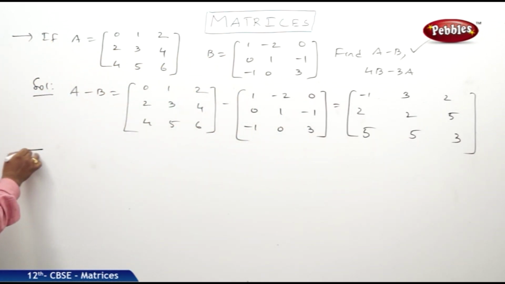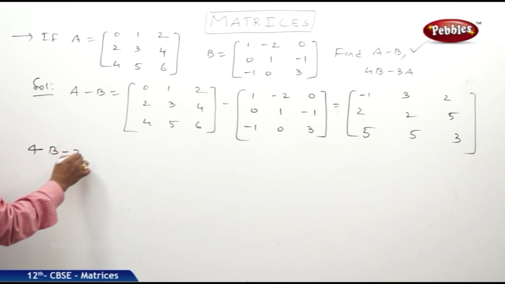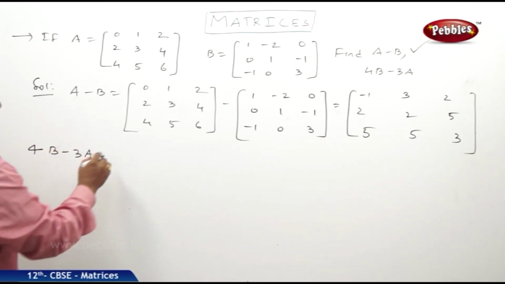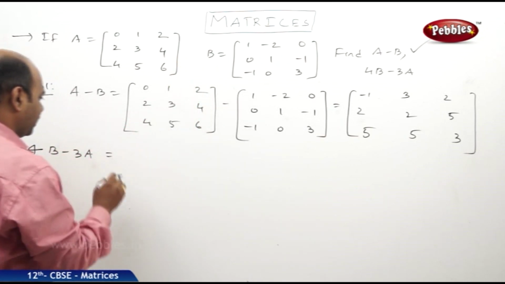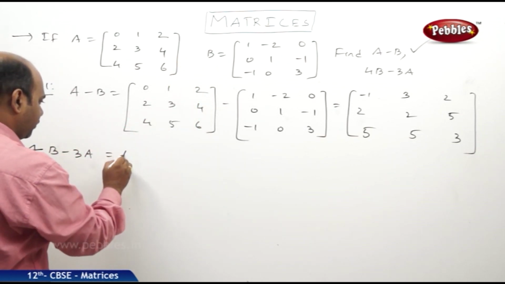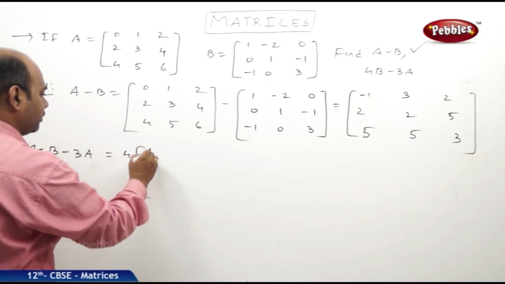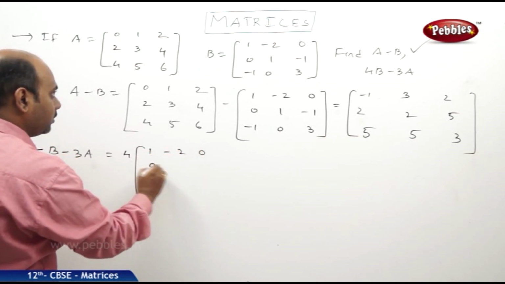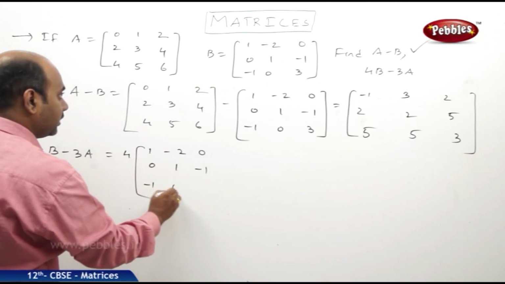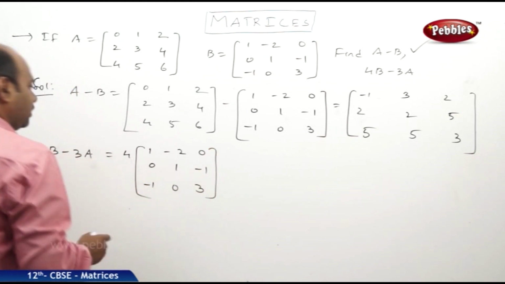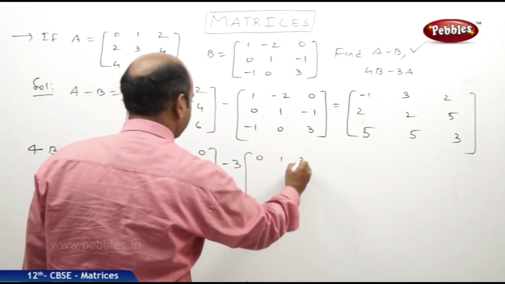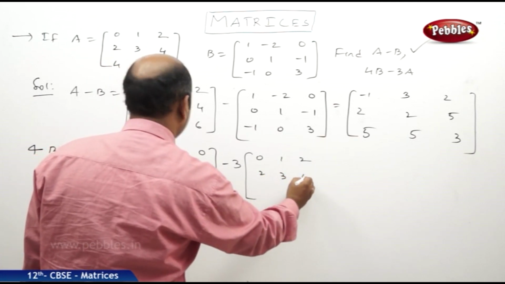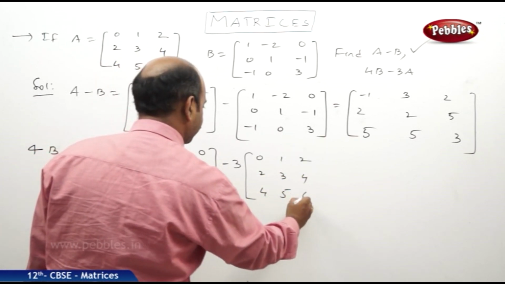Now we are going for the next one, 4B minus 3A. 4B minus 3A means the matrix B is multiplied by a scalar 4. That means B should be multiplied by 4, and it goes like this: 4 into 1 minus 2 0, 0 1 minus 1, minus 1 0 3, and minus 3A. Minus 3A means 3 into 0 1 2, 2 3 4, 4 5 6.